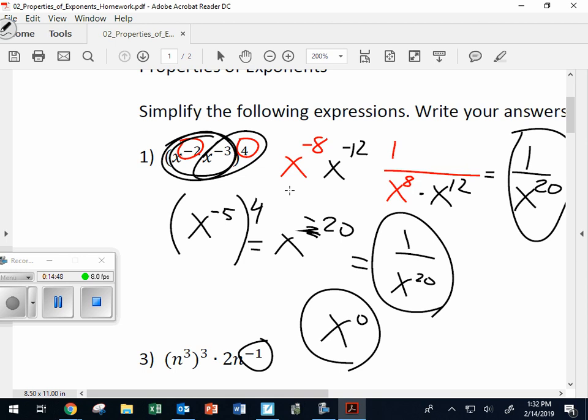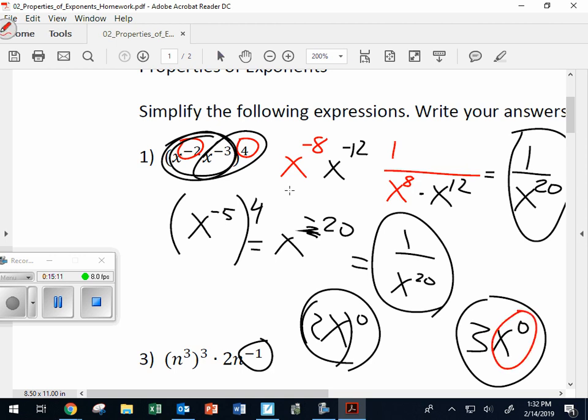Anything to the 0 power, even if it was like 2x to the 0, with parentheses around it, that would be 1. Here's one exception the kids get all twisted on. They're like, oh, so this all equals 0. Nope. It doesn't all equal 1 either. This part would equal 1, and then you times by 3, so that would actually equal 3. Okay, there you go. There's all your weird exponent exceptions.